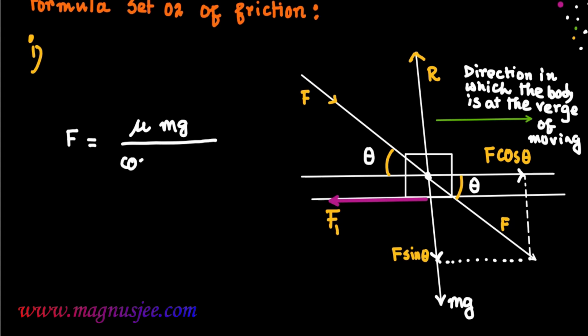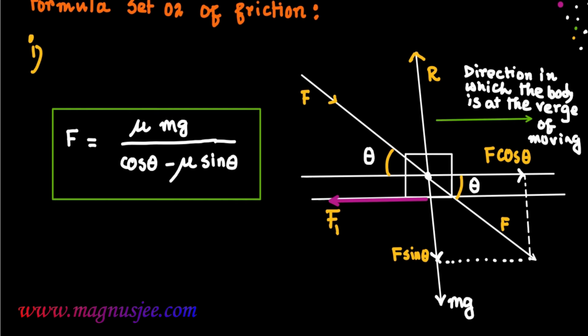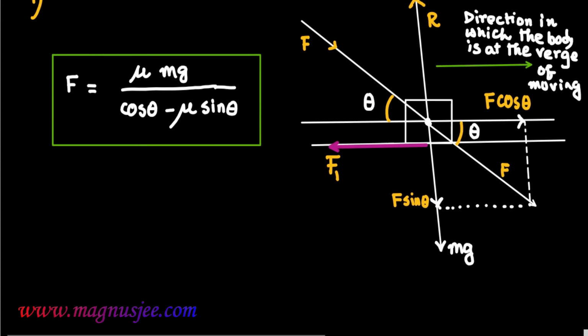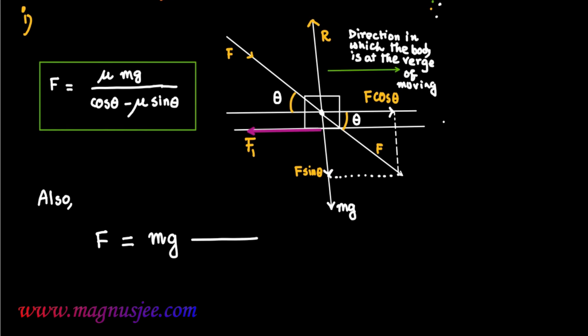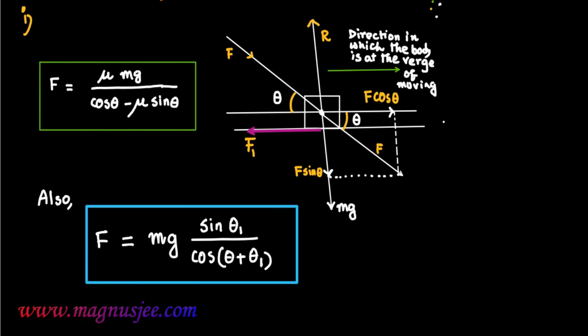Finally, we get the expression of the formula of pushing force F equal to mu mg divided by cos theta minus mu sin theta, where mu is the coefficient of static friction. Also, another formula of this pushing force is F equal to mg sin theta L divided by cos theta plus theta L. So this is the expression of pushing force applied on the body obliquely to move it.